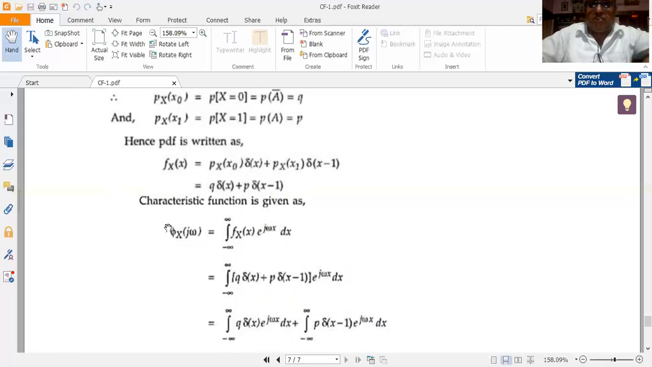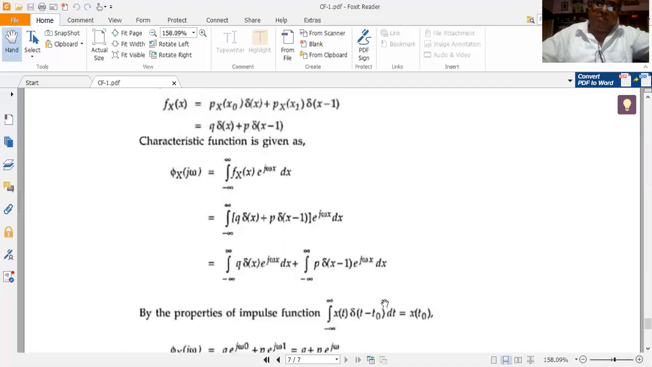So use the definition of the CF. phi_X(j omega) is equal to the integral from minus infinity to plus infinity of f_X(x) e to the power of j omega x dx. Substitute the value of f_X(x) here. So that is given by the integral from minus infinity to plus infinity of q delta of x plus p delta of x minus 1, into e to the power of j omega x dx. Now split this into a sum of two integrals. So I have the integral from minus infinity to plus infinity of q delta of x e to the power of j omega x dx, plus the integral from minus infinity to plus infinity of p delta of x minus 1 into e to the power of j omega x dx.